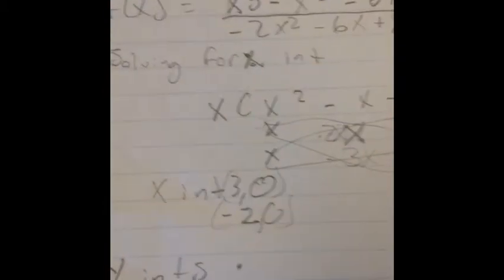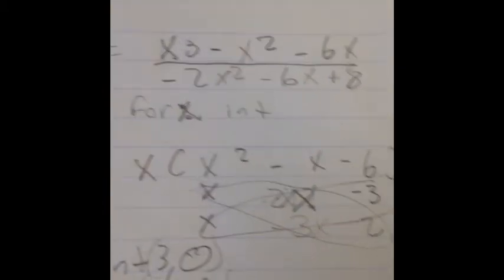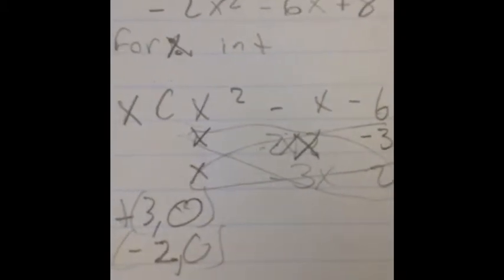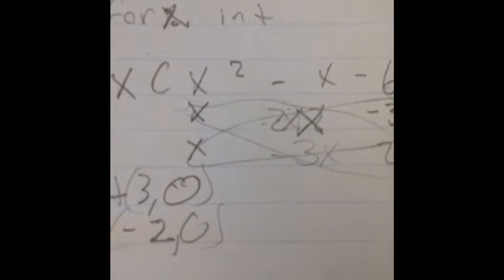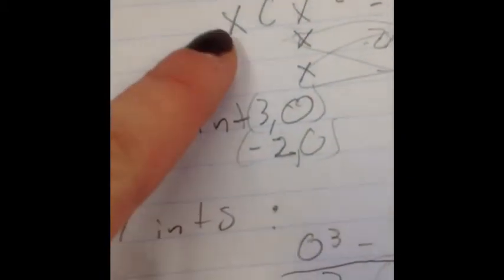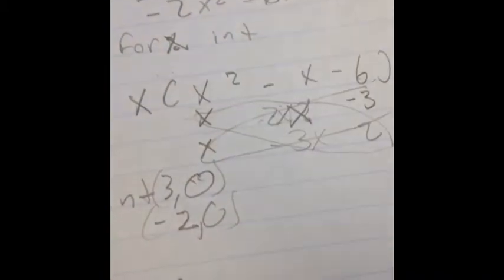Okay, for our last problem is x to the third power minus x to the second power minus 6x over negative 2x squared minus 6x plus 8. Now we've already done everything, so solving for the x-intercept, we do the Lopez method again, and we have to put x on the outside this time because we need to get everything squared away.